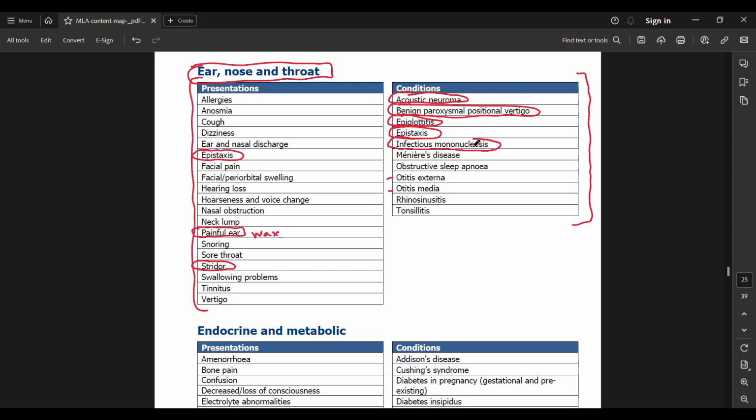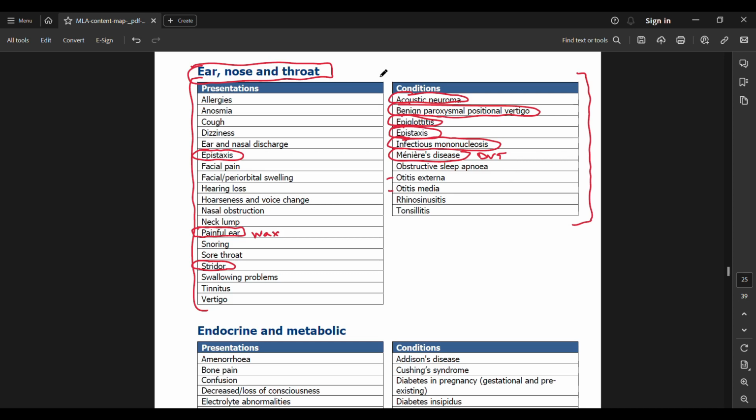Infectious mononucleosis, make sure you know how to take a history of infectious mononucleosis, how to pinpoint where the patient got the infectious mono, and what the patient needs to look out for, what you need to warn the patient about. Make sure you know that well with infectious mononucleosis. Next, you have Meniere's disease, something that is very commonly tested, DVT, deafness, vertigo, tinnitus.